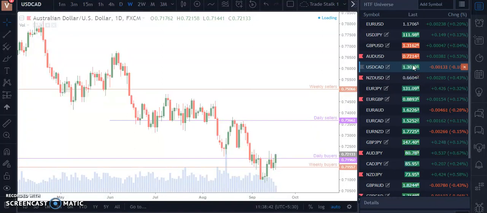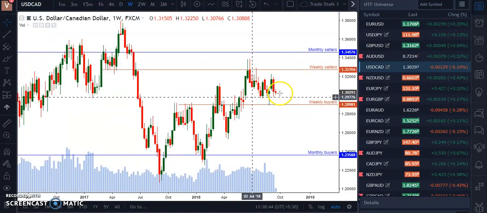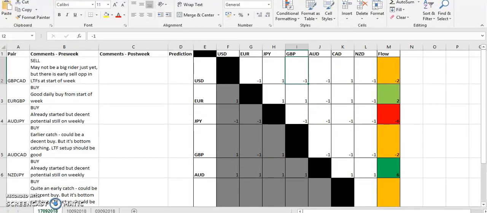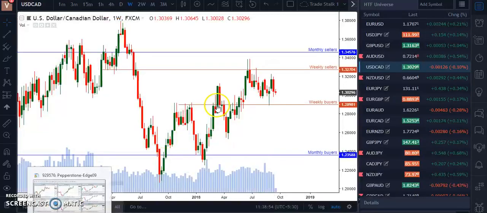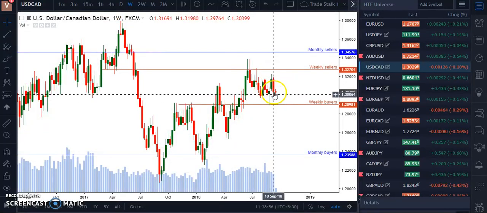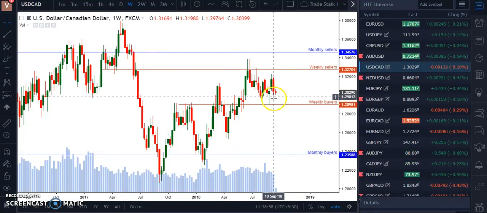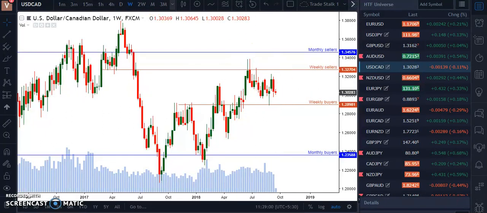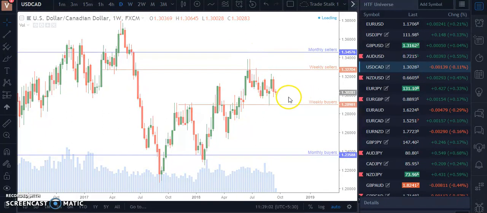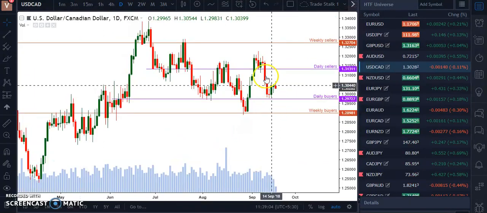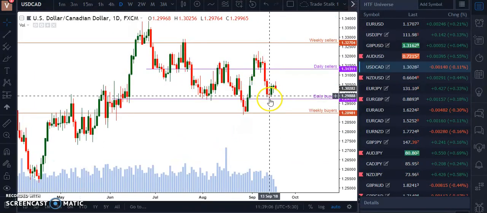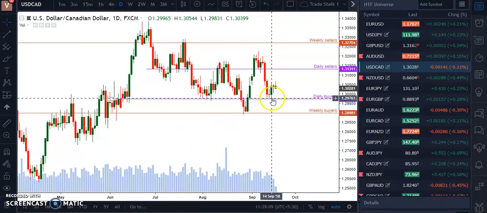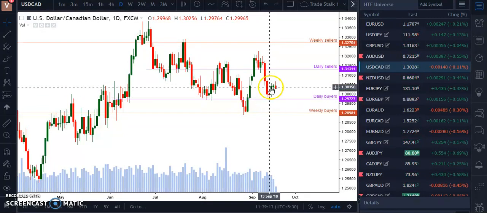USD CAD, I anticipated a buy on this one, I think. Yep, USD gaining against the CAD. So I anticipated a buy on this one because I see the sellers coming down, but leaving a wick over here. Looks like the sellers may not have what it takes. And on the daily, I saw that the sellers come down, but they stop. They stop right here. And then on the 14th of September, last Friday, the buyers seem to have started.